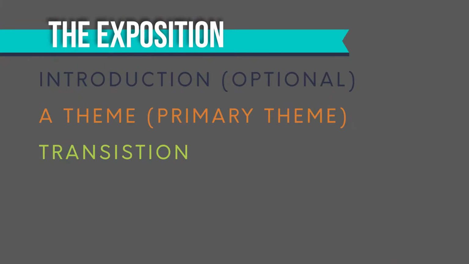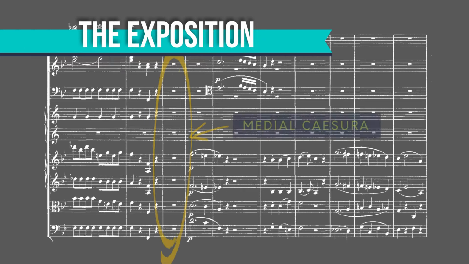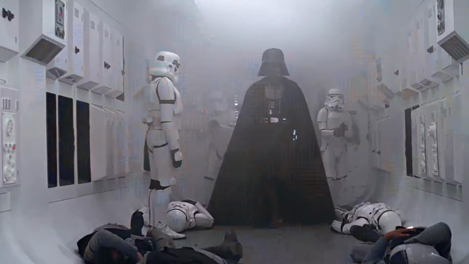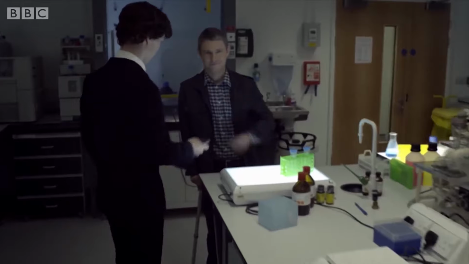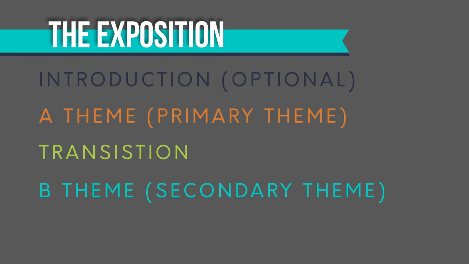Then we have a transition. We're shifting our focus off of the main character, and at the end of the transition, we get the medial caesura. You really don't need to remember that, it's just fun to say. Here's another character. Providing contrast to our main character, it's creatively called the B theme, or the secondary theme group.